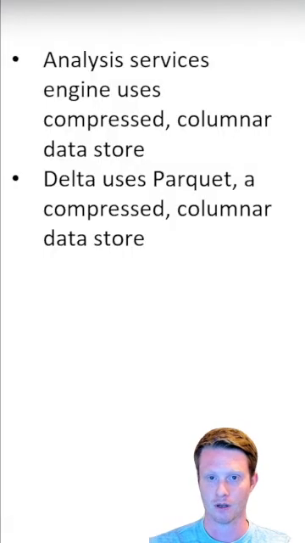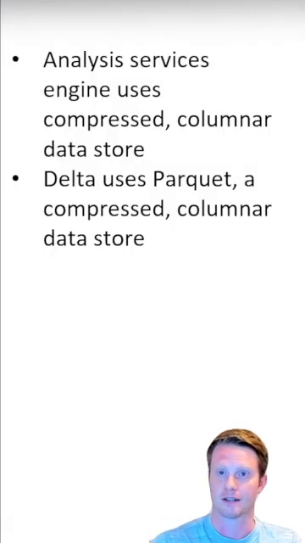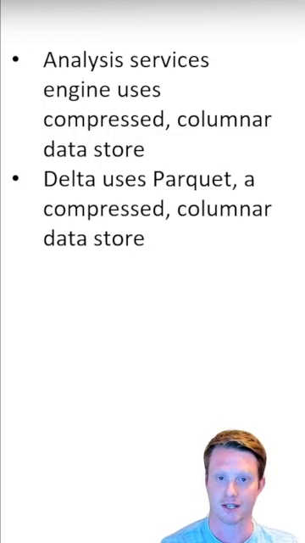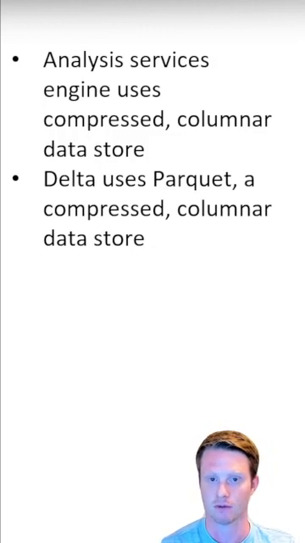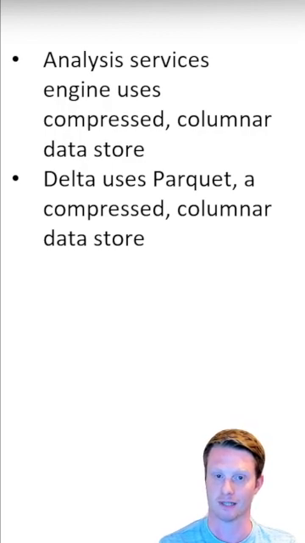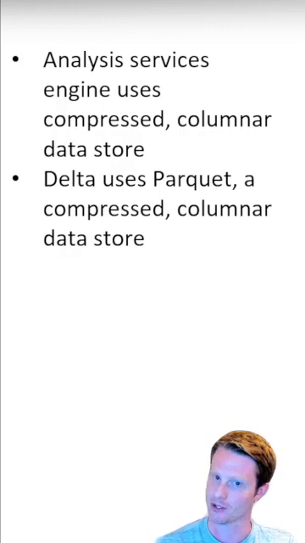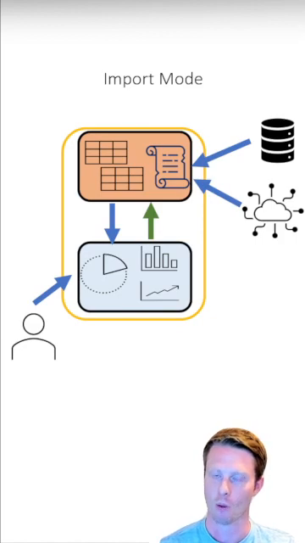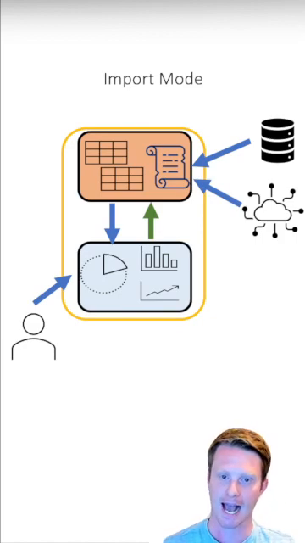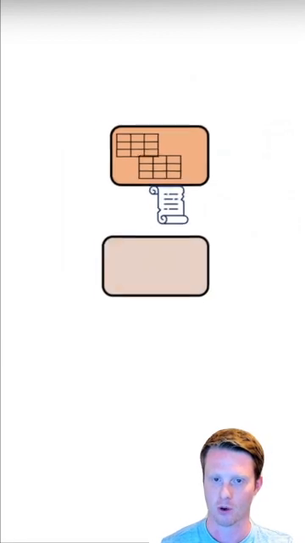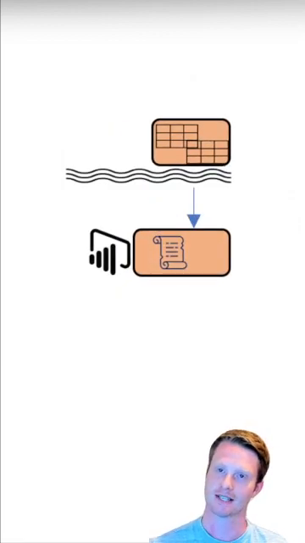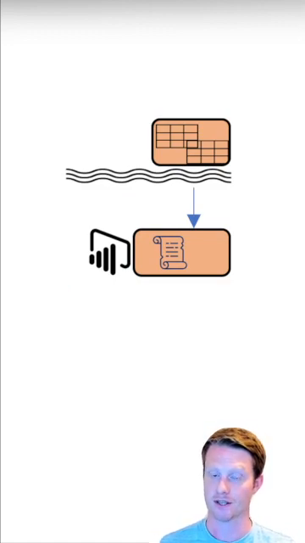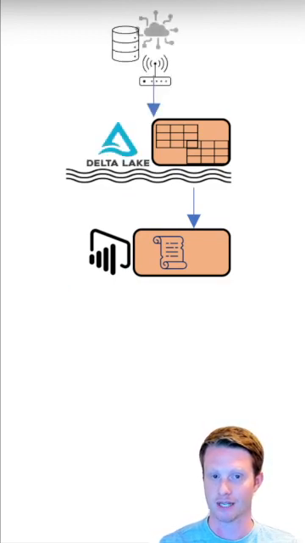This is Direct Lake. In Direct Lake, when we look specifically at Power BI, it uses the Analysis Services engine. An Analysis Services engine uses a compressed columnar data store. This is how data is stored in Analysis Services in Power BI datasets. Now Delta uses Parquet, and Parquet is also a compressed columnar data store. So if we look at our import mode, what Microsoft figured out they could do is say, hey, we have this metadata in the data. What if we split this into two? And instead of having that copy of the data live in the Power BI service, it's actually going to live in the Delta Lake.